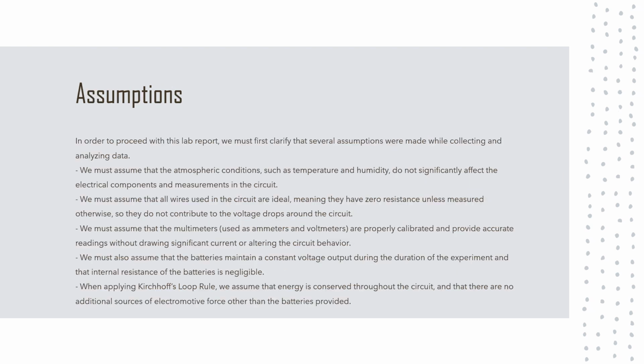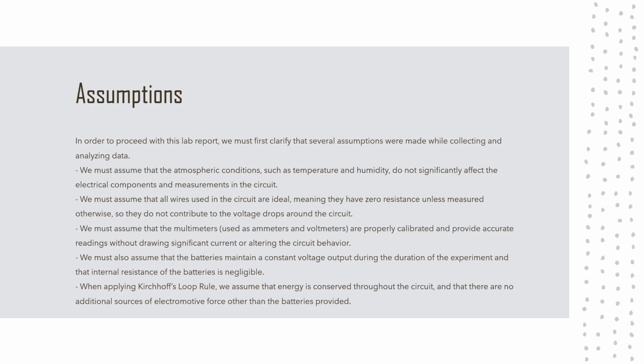We must first clarify that several assumptions were made while collecting and analyzing data. We must assume that the atmospheric conditions, such as temperature and humidity, do not significantly affect the electrical components and measurements in the circuit. We must assume that all wires in the circuit are ideal, meaning that they have zero resistance unless measured otherwise, so they do not contribute to the voltage drops around the circuit.